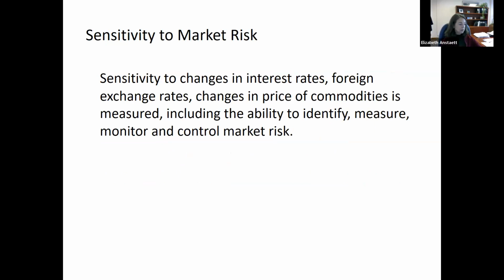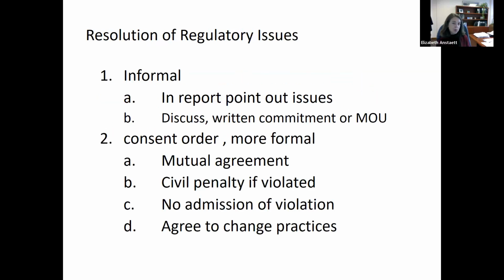And finally, we see them looking at sensitivity to market risk. Are they watching interest rates? Do they know what's going on internationally? What's happening with commodities? Do they know how to manage this? Are they diversified? This is always an issue because, like everyone, banks tend to specialize. And like everyone, if you specialize too much, it's not always great for the bottom line if the one area you specialize in goes down. So that's the normal process.